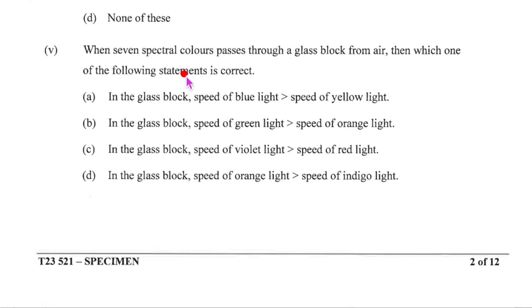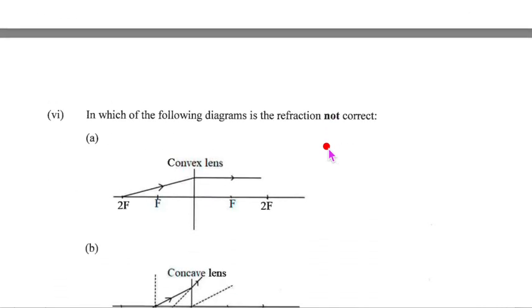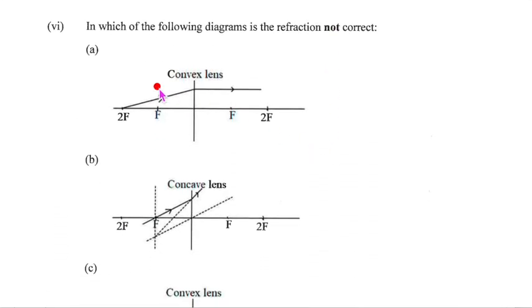Now several spectral colors pass through the glass block from air. Which one of them is correct? Now can you see everywhere they have talked about speed, speed, speed. So now you know that when the ray of light goes from one medium to another, frequency remains the same and velocity will be changing, and speed and velocity are directly proportional. Now we know the Vibgyor diagram. Draw the Vibgyor diagram and start. Now this is what you're doing mentally. Alright, this is your reading time, remember that.